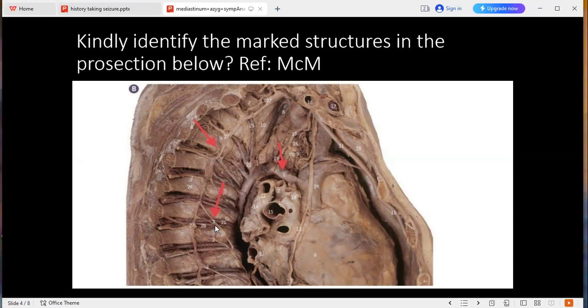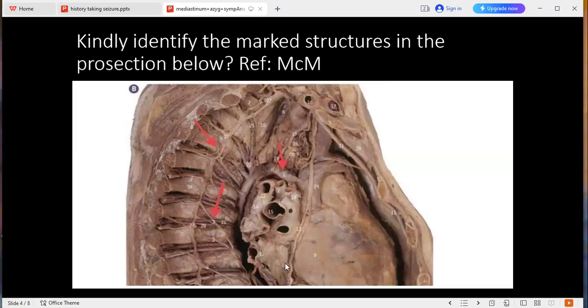What exactly are you looking at here? This is the heart. Please tell me the parts of the heart. So parts of the heart, we have 4 chambers, right and left atrium and right and left ventricle. And it has 4 valves as well. And it has the aorta, ascending aorta.